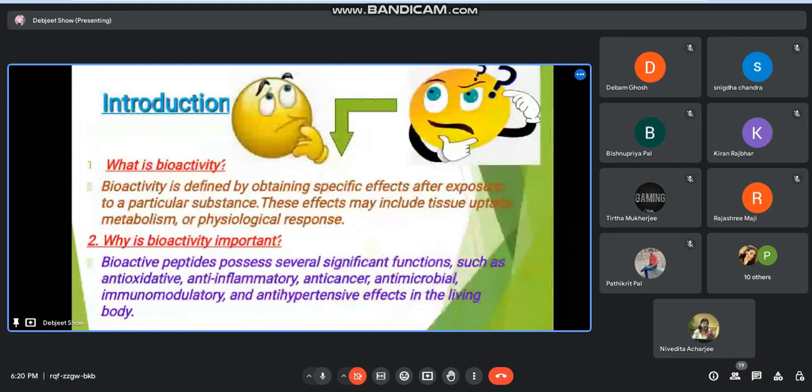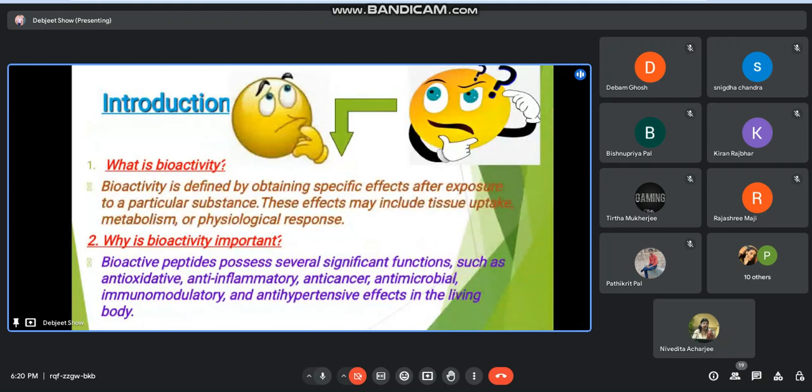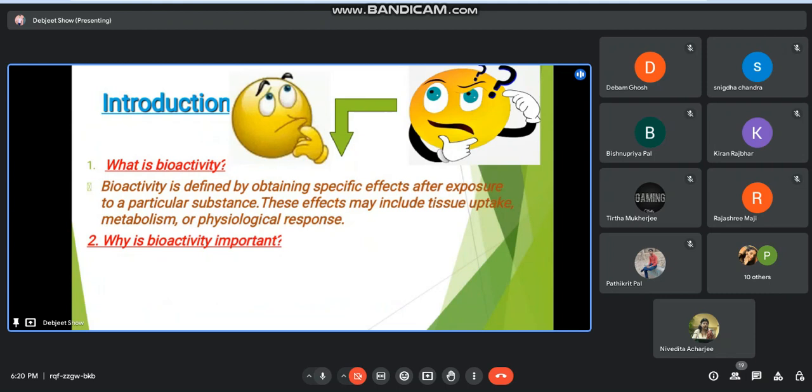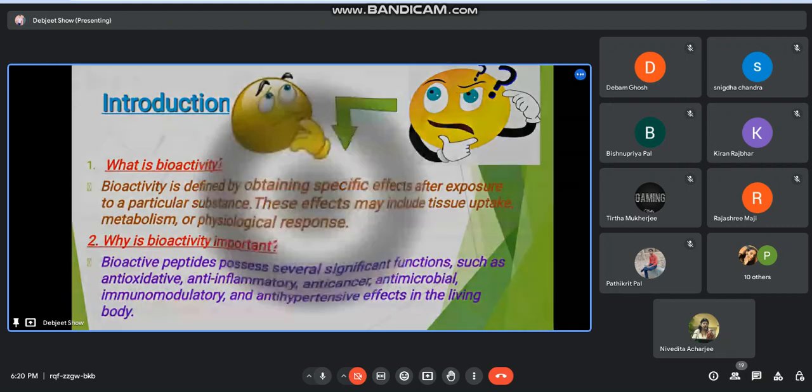Now, this is the introduction. What is bioactivity? Bioactivity is defined by obtaining specific effects after exposure to a particular substance. These effects may include tissue uptake, metabolism, or psychological response. Now, why is bioactivity important? Bioactive peptides possess several significant functions such as antioxidative, anti-inflammatory, anti-cancer, antimicrobial, immunomodulatory, and anti-hypertensive effects in the living body.